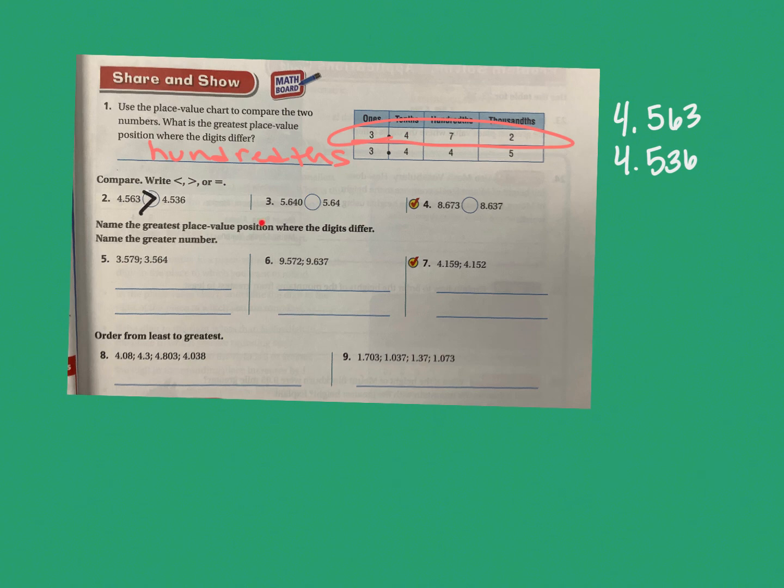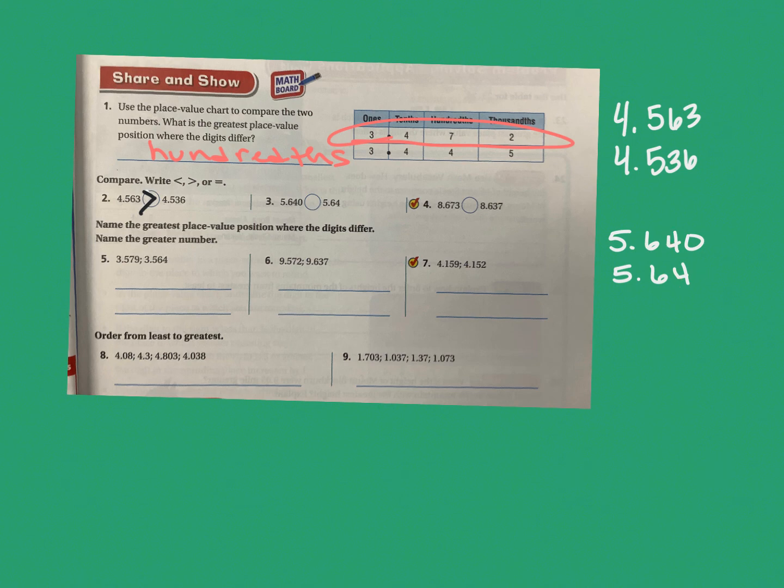Let's compare these. We have 5 and 640 thousandths and 5 and 64 hundredths. So let's line those up. 5 and 640 thousandths. And you might have seen this right away, but if you didn't, that's okay. When you line them up, you probably will. And if you compare 5 and 5 ones, 6 and 6 tenths, 4 hundredths, 4 hundredths, they're equal so far.